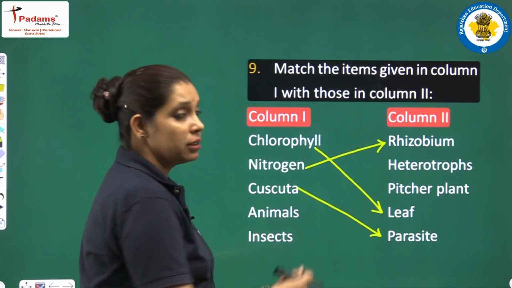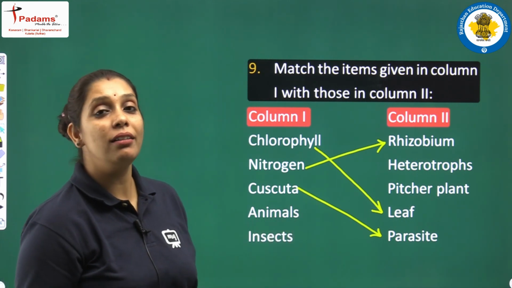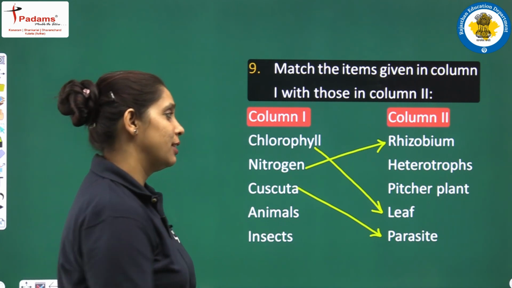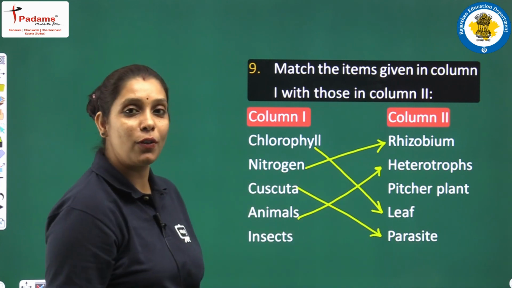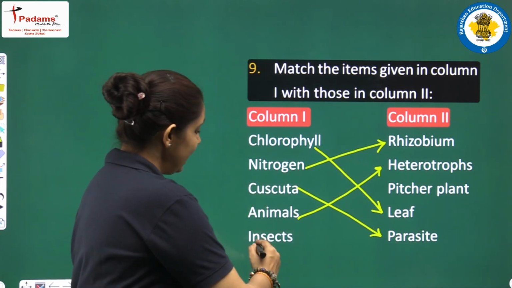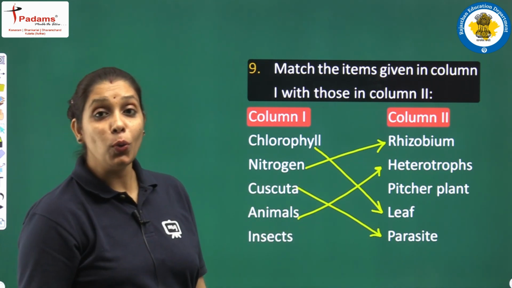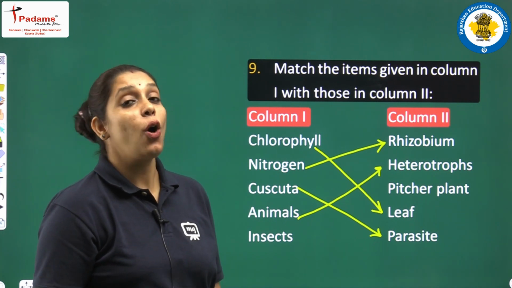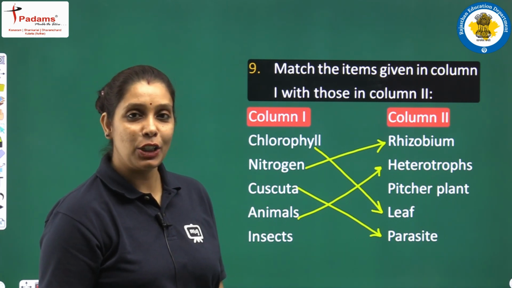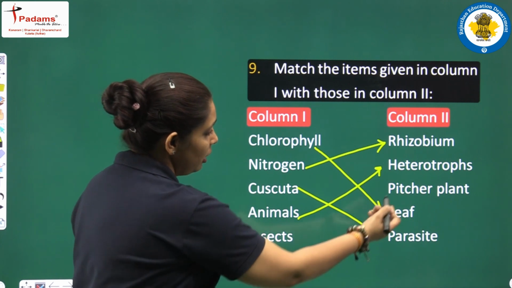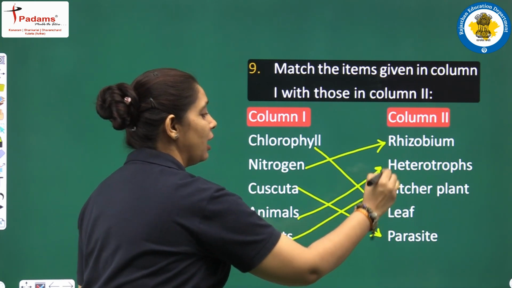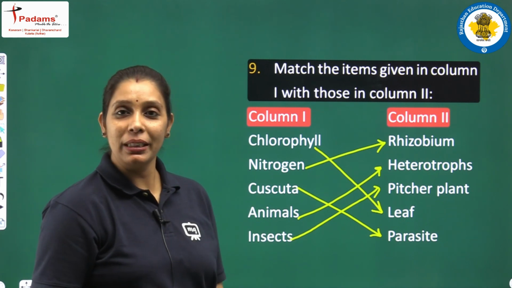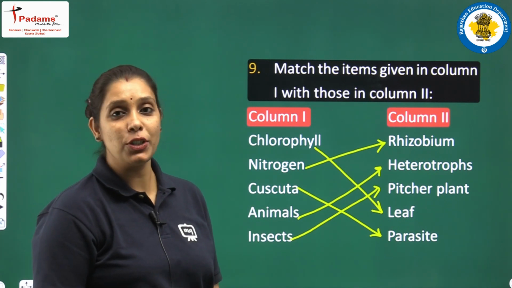Next, animals. Students, animals are heterotrophs. So we have to match it with heterotrophs. Last one is insects. And we know the plants which feed on insects are insectivorous plants. And here the example of an insectivorous plant given is pitcher plant. Okay. I hope it is clear to everyone. Come on, the next question.